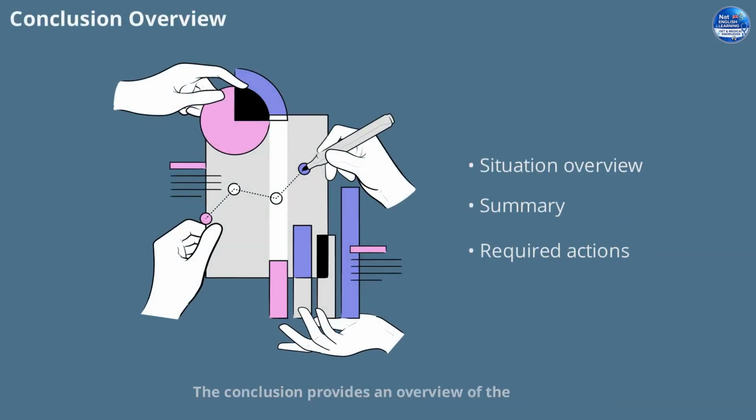The conclusion provides an overview of the patient's current situation and summarizes the main points. For example, in review of the above, I believe the patient needs further assessment. The conclusion ensures that the recipient understands the key issues and what actions are required.